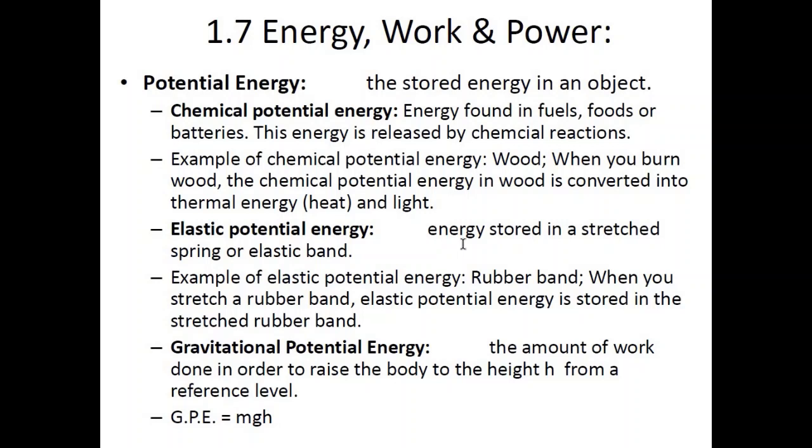It can have the following forms. One is the chemical potential energy, or the chemical energy that is stored inside fuels, food or batteries. This energy is released through chemical processes. Example of chemical potential energy includes wood. When you burn it, you get heat and light, or batteries that give you electrical energy.